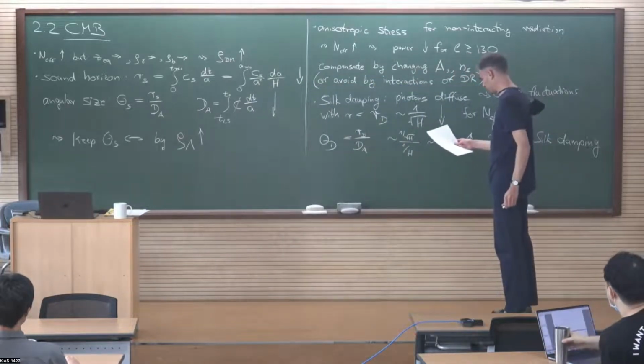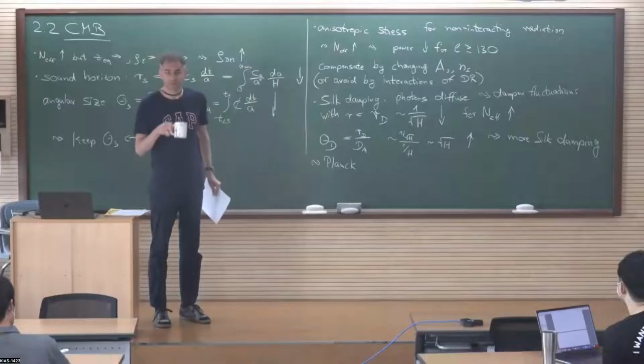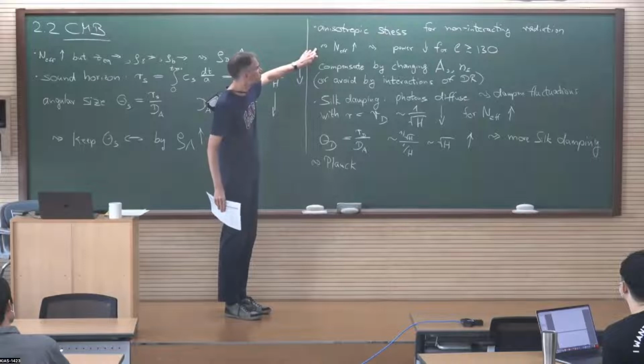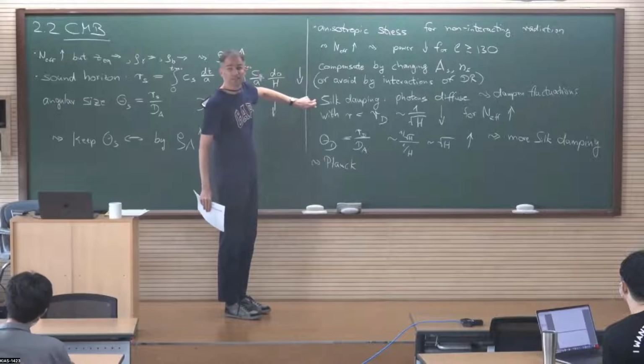And yeah, let's just put in here the result. Excuse me? Yep. Maybe I missed, what does that specific number mean in the second line on the right side from the top? This one? L larger than 130. Oh, that's for the anisotropic stress. For Silk damping, it's higher L. No, I mean the L larger than 130. Why does the number 130 mean something?